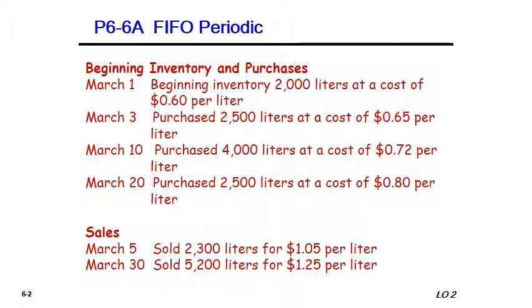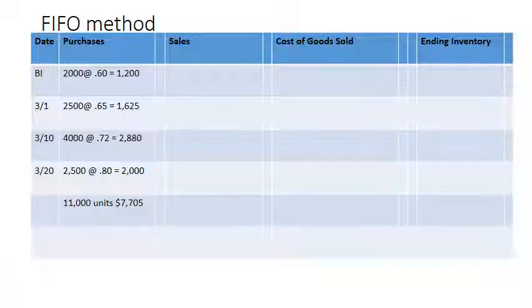We have beginning inventory amount, which would be the March 1st. Then we have 3 purchases. We have 2 sales. So when we start, first thing I'm going to do is list the different inventory acquisitions. So we have our beginning inventory, then we have the 3 purchases. So here, this is our goods available for sale.